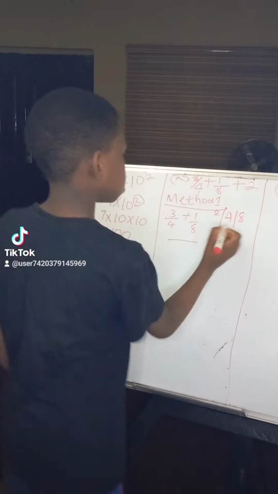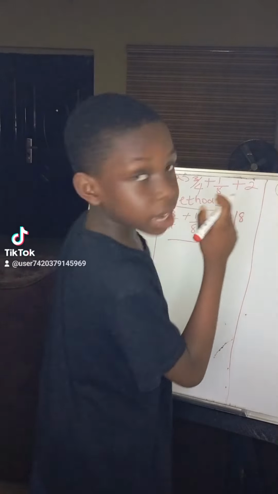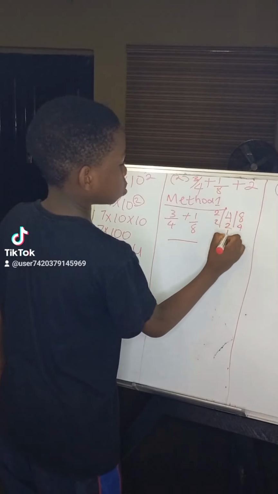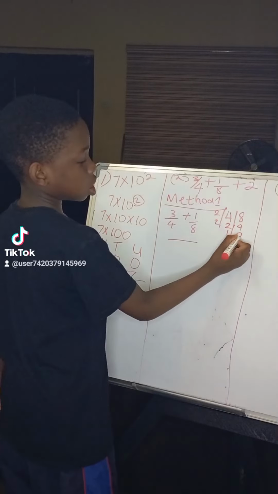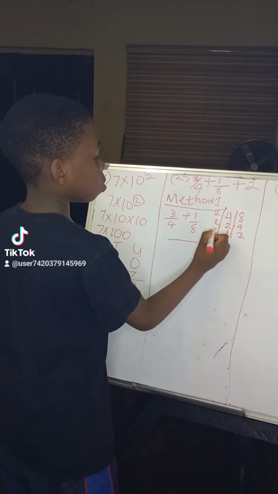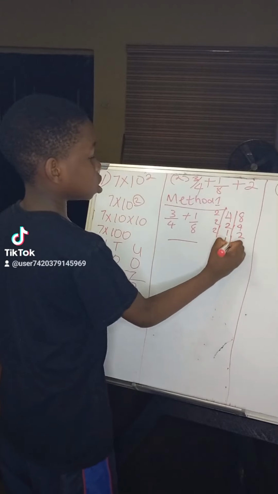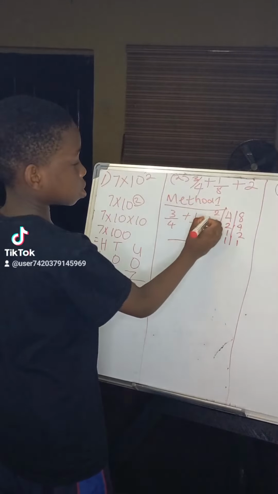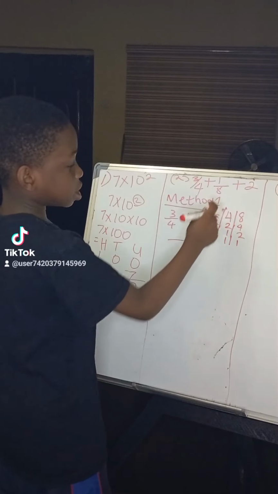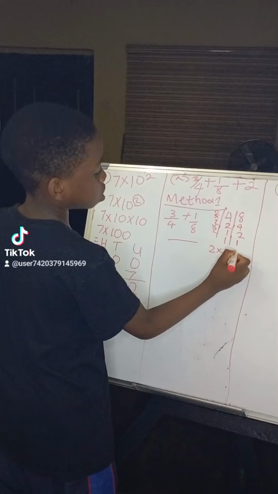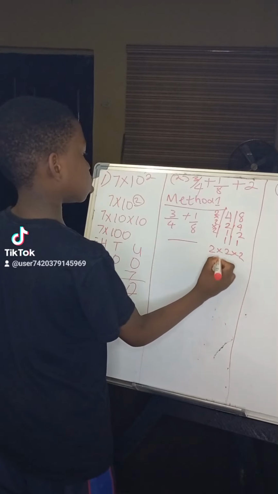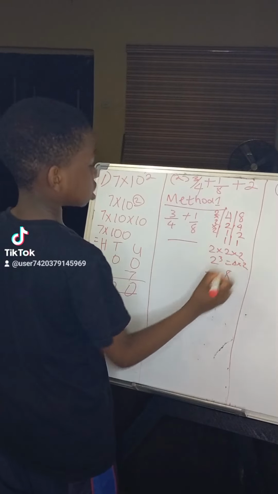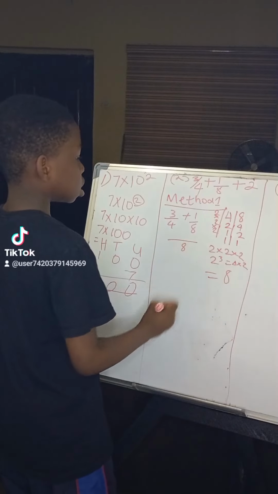4 divided by 2 is 2. 8 divided by 2 is 4. 2 divided by 2 is 1. 4 divided by 2 is 2. 1 divided by 2 is 1. 2 divided by 2 is 1. So now we'll pick these 3 numbers and multiply them by each other. That's 2 times 2 times 2 times 2. That's 2 cubed, which is 4 times 2, which equals to 8. So the LCM is 8.